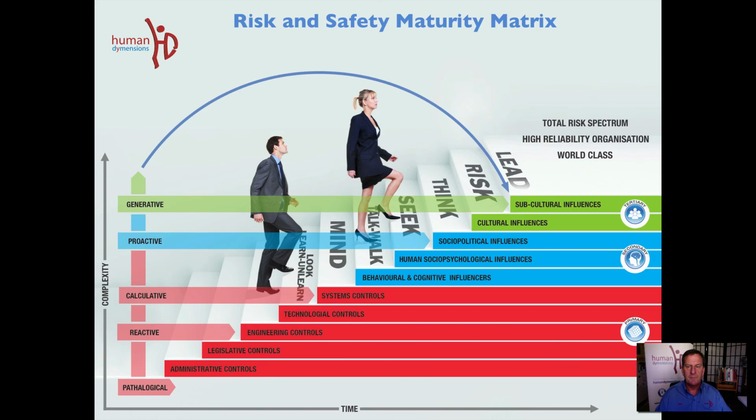On the top step, we come to Lead. Lead is a leadership program and a complementary program is Care. Both programs concentrate more on social, psychological and psychosocial influences in the way risk and safety is managed. So there it is, the Human Dimensions Risk and Safety Maturity Matrix.